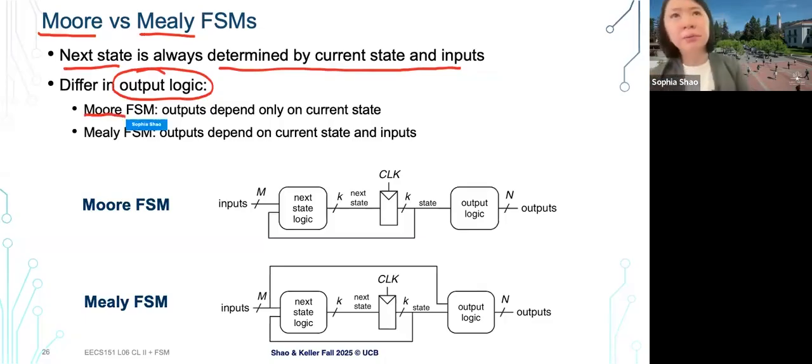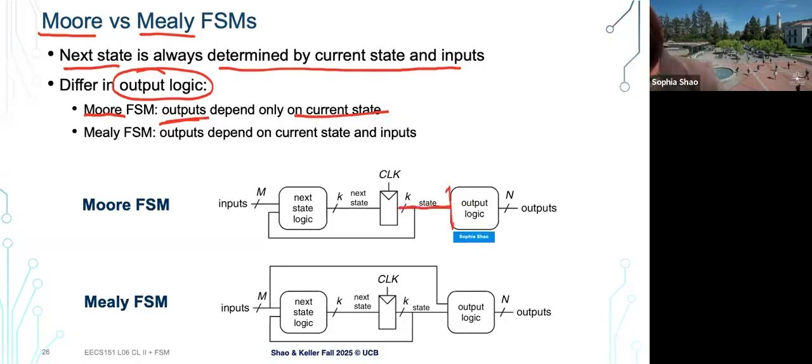One is what people call the Moore machine, or Moore FSM, where the output only depends on my current state. Output is only a function of my state element. It's isolated from the input. The output always depends only on my current state. Whereas the Mealy machine is where the output depends on both my current state and also my input. So that's basically the key part.